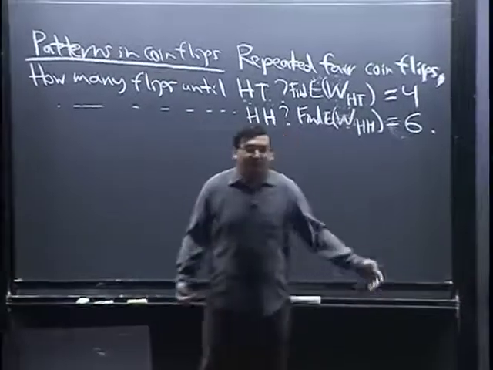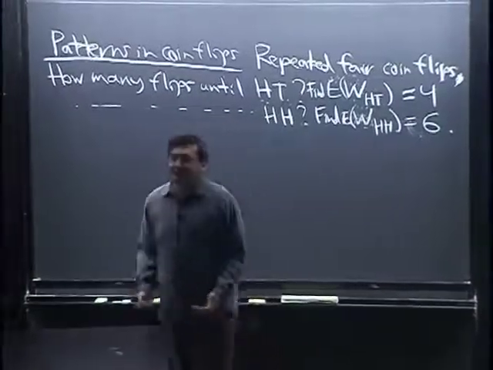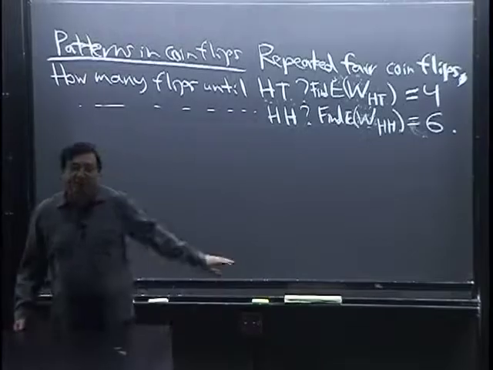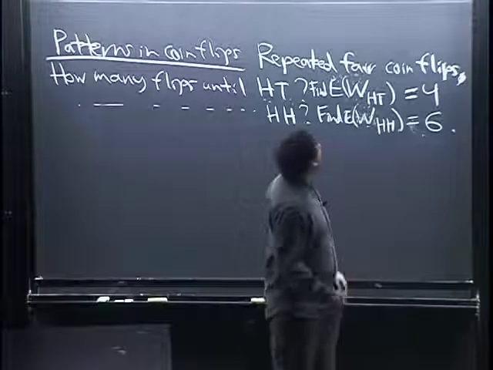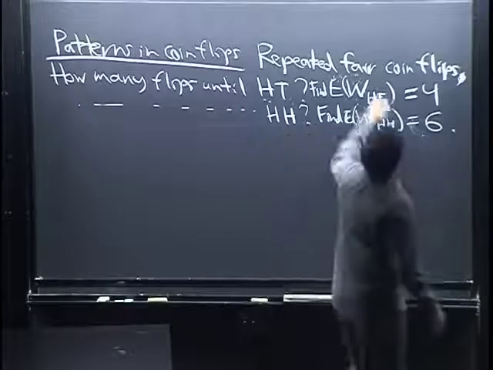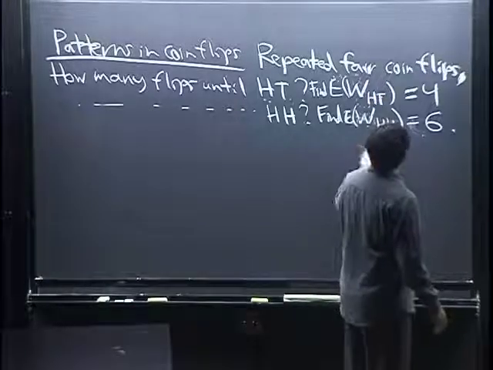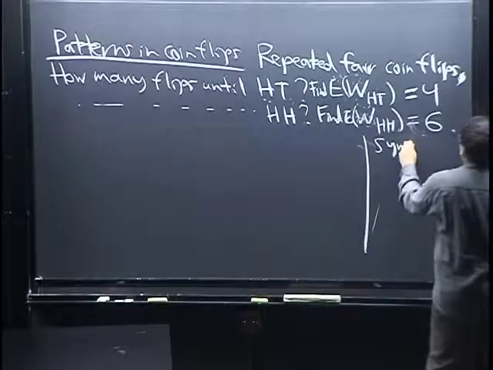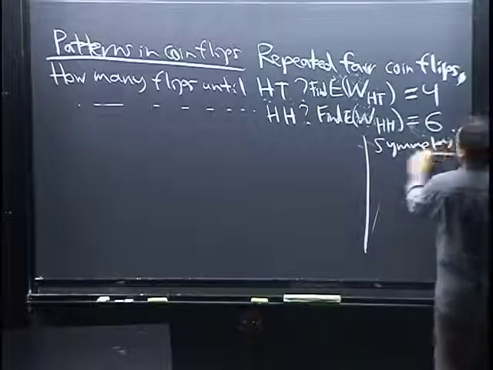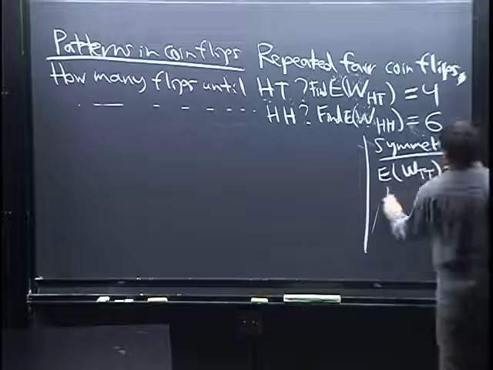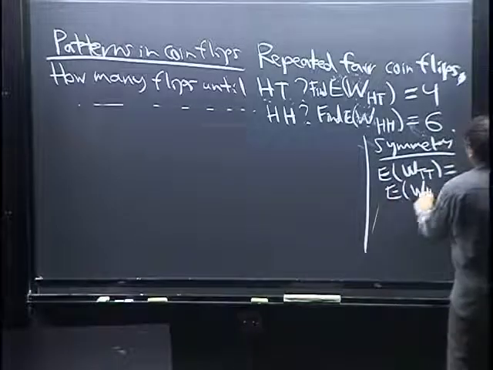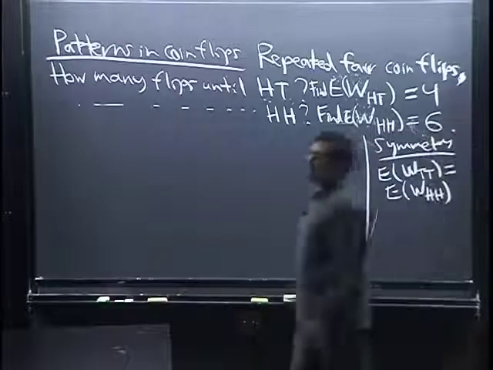But you might say, well, by symmetry, don't they have to be the same thing? That would be a false use of symmetry. Symmetry would tell us that, if we ask the same question, let's do a little symmetry argument over here. Symmetry would say expected value of WTT equals expected value of WHH. That has to be true by symmetry.